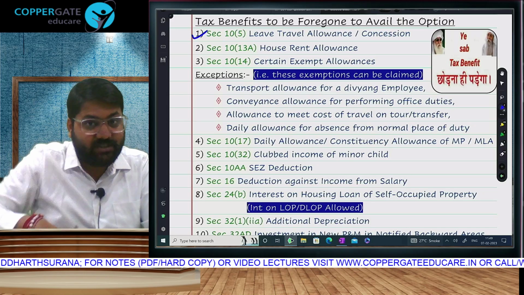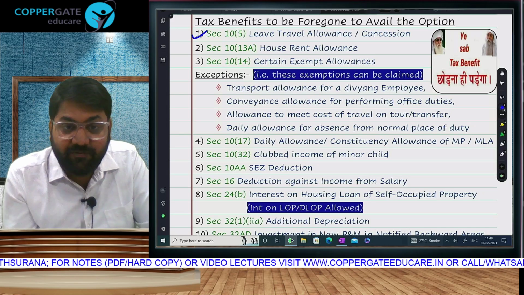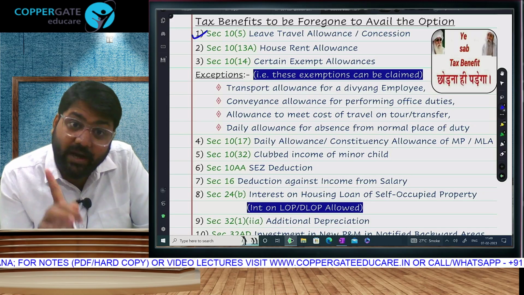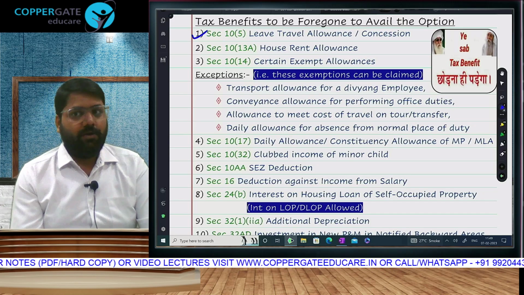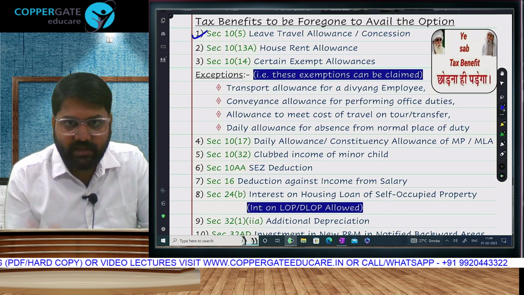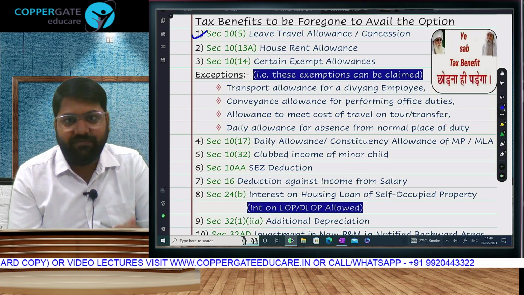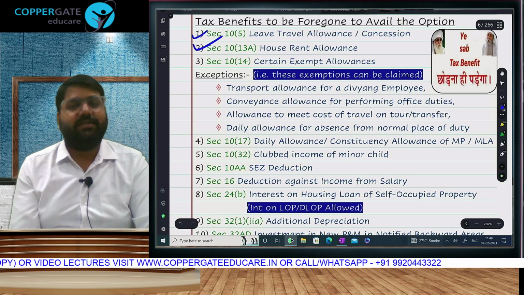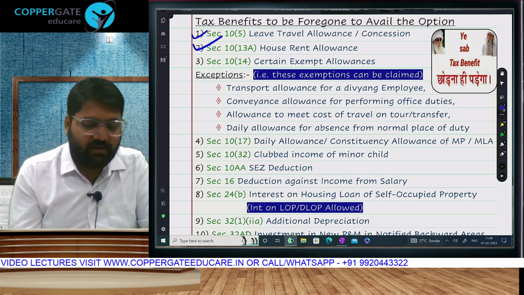See, what is one common feature in all these 20? These are tax benefits, exemptions and deductions which you can take in the old regime, but will not be allowed in the new regime. 10(5) leave travel allowance. 10(13) house rent allowance ka exemption, allowed in the old regime, not in the new regime.